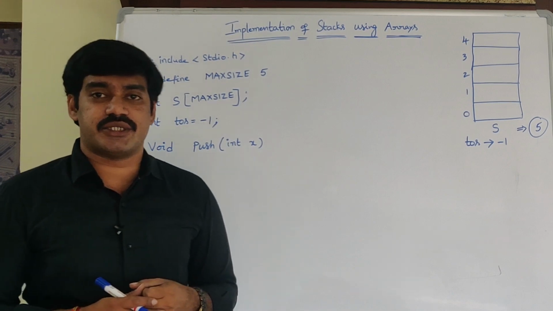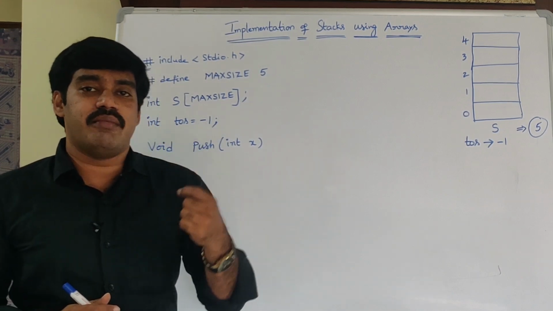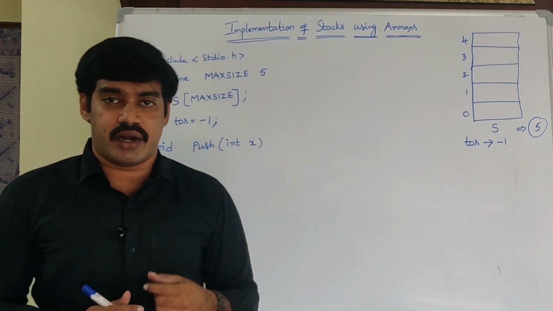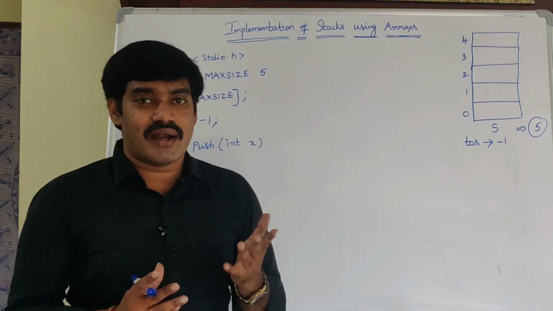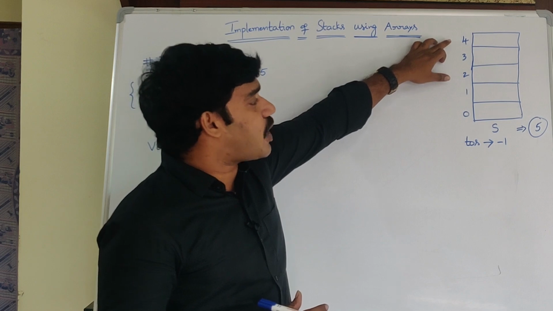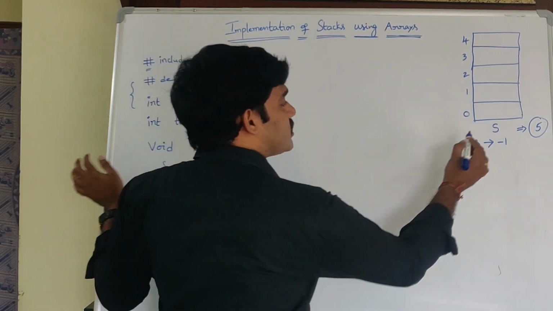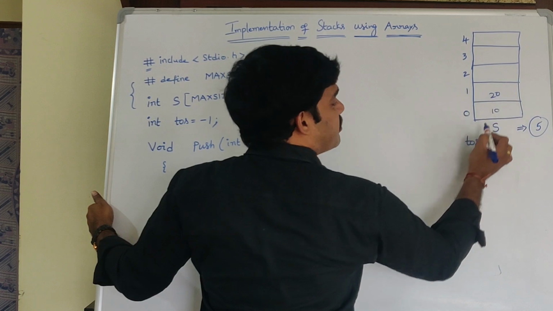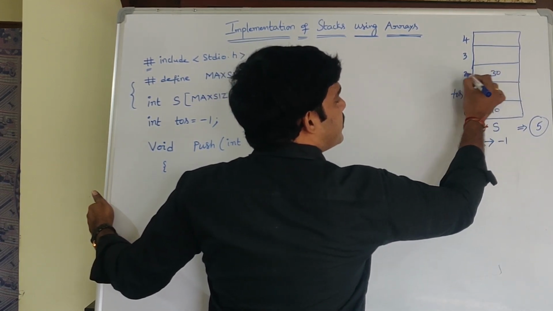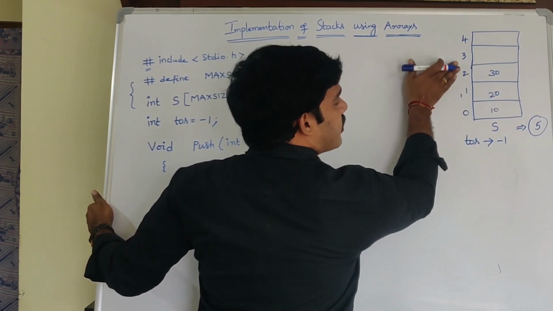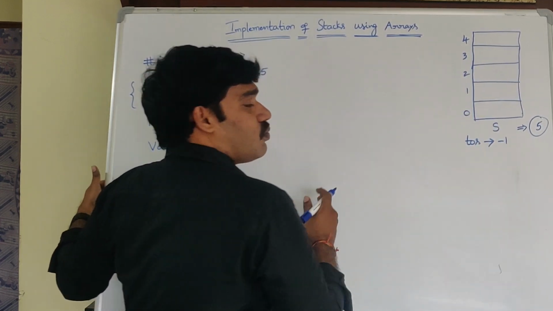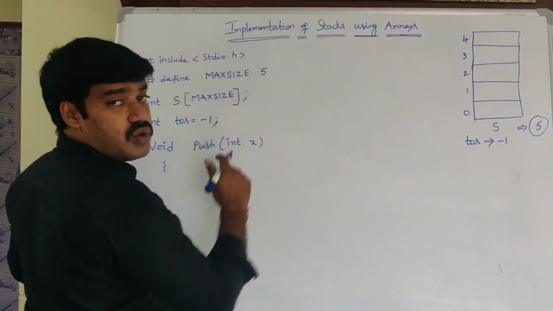Coming to the push function, if you want to insert any element into the stack data structure, we need to check whether the stack is full or not. Full means overflow or not. What is the condition? TOS is a pointer or variable that always points to the topmost element. If there are two elements 10 and 20, then TOS points to which one? Topmost element 20. If there are three elements, then TOS points to this one. And if there are no elements, TOS points to which one? -1.